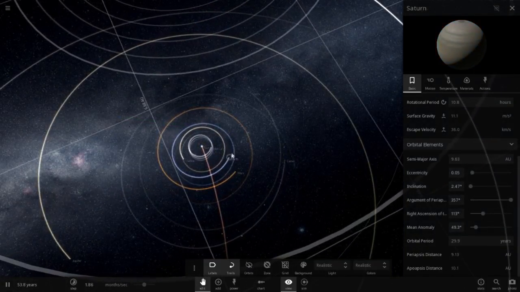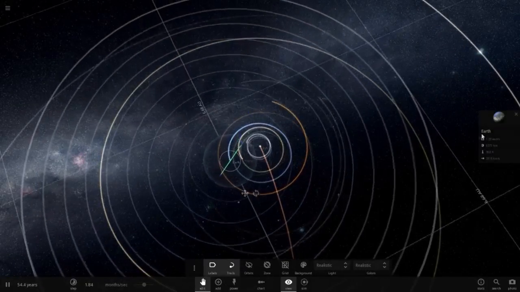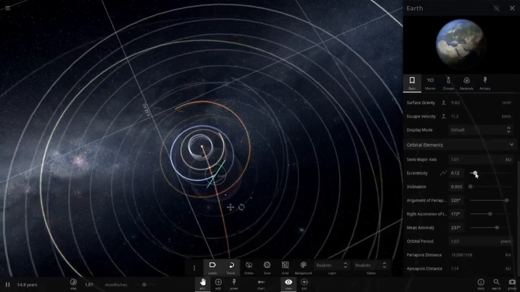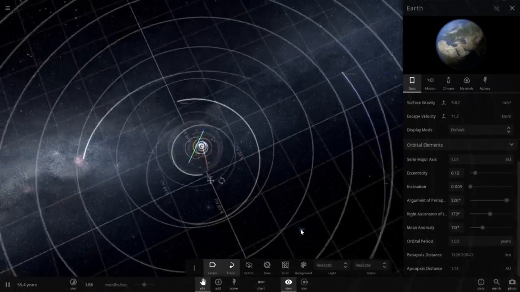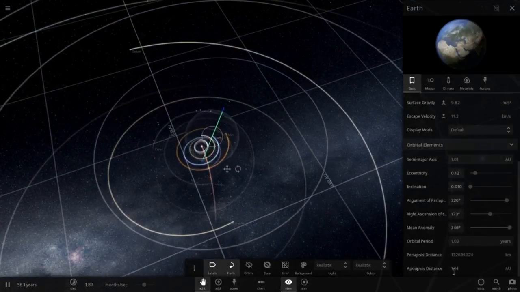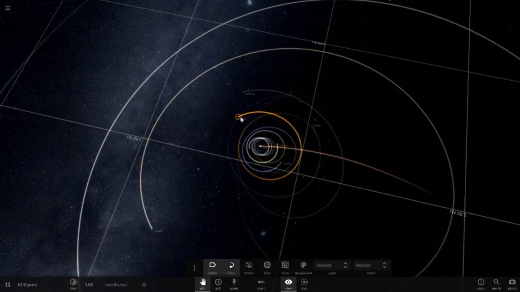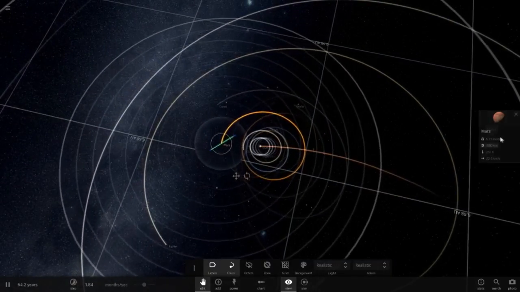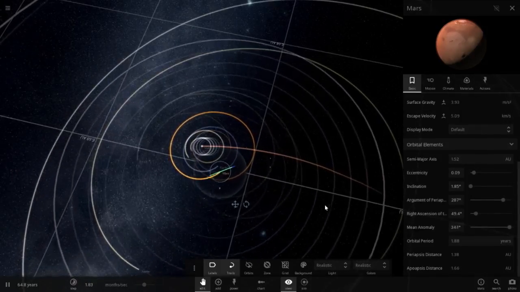How's Earth doing? Orbital period is 1.02 years now. So it's quite different now. It's got an apoapsis distance of 1.14. Whoa, how's Mars doing? It's not changing too much.